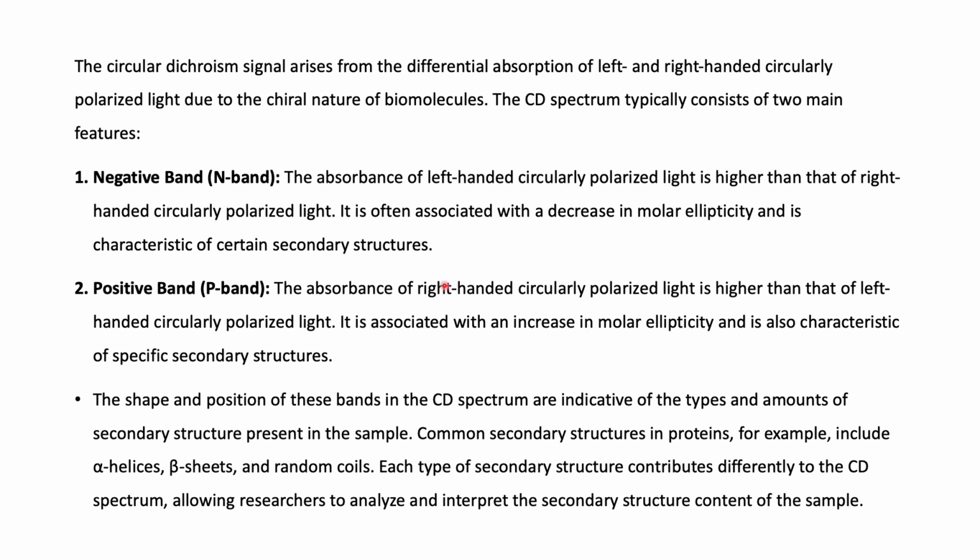So the shape and the position of these bands in the CD spectrum are indicative of the types and amounts of secondary structure present in the sample. Common secondary structures in proteins are alpha helices, beta sheets and random coils, as you all would know. Each type of secondary structure contributes differently to the CD spectrum, allowing researchers to analyze and interpret the secondary structure of the sample.